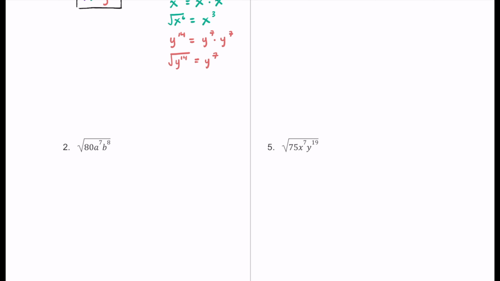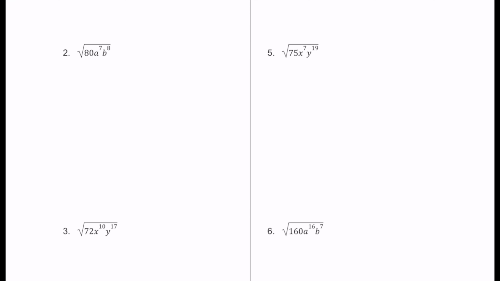Let's try another one together. So for this one, we have the square root of 80 times a to the 7th power times b to the 8th power. So we have a regular coefficient here, a number of 80. Now 80 is not a perfect square, right? So we're going to go ahead and break down 80 and see what we can find out about it if we have any perfect squares hidden inside.